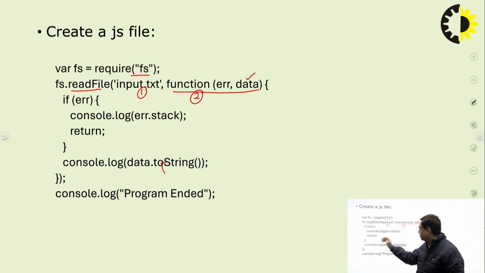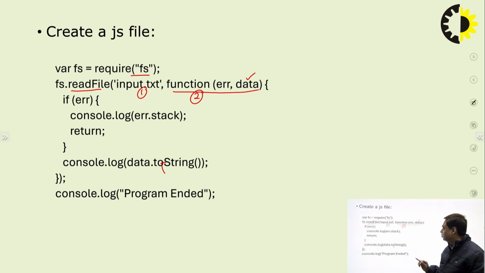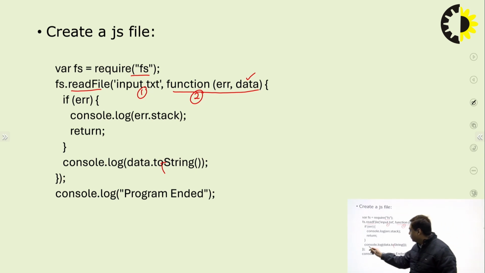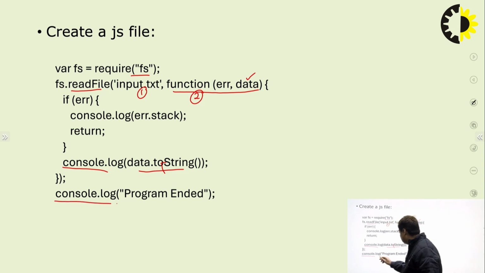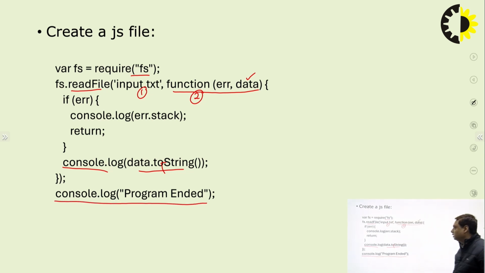So it is not displaying any error message to the client. Then it will display the message data toString. Whatever data you have taken from the file input.txt by the readFile method will be displayed on the screen. While this callback function is running, at the same time we can run another part of the program. So it displays the words program ended. So it is a simple program.